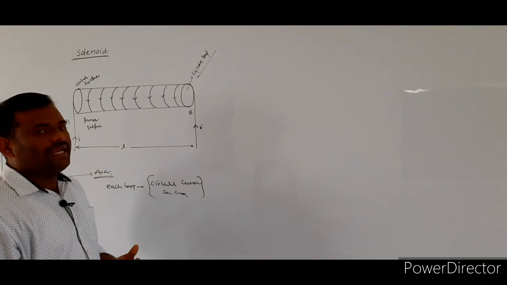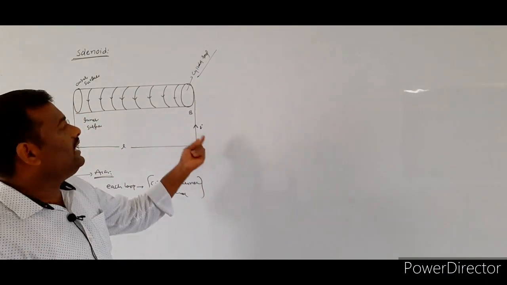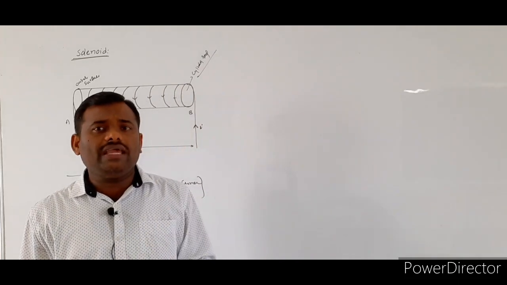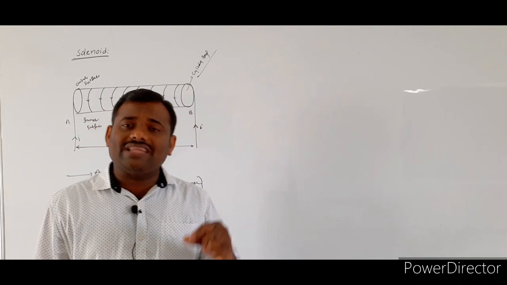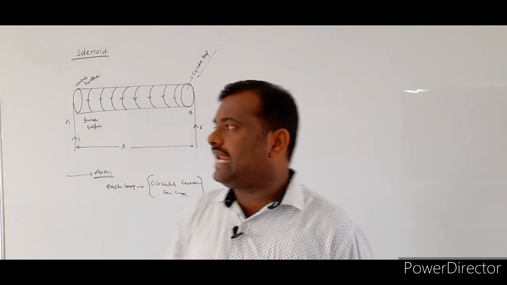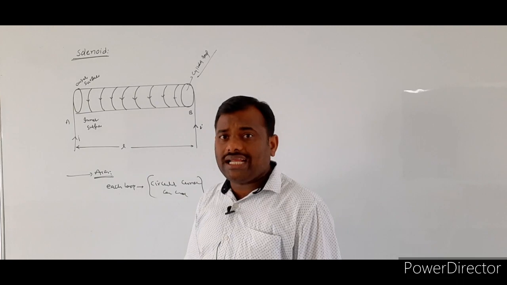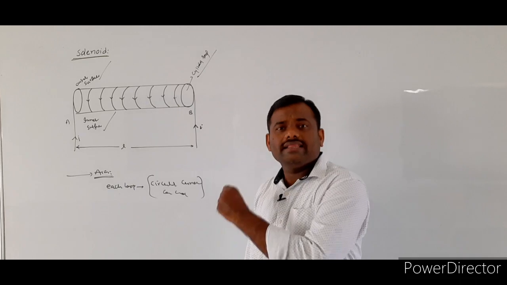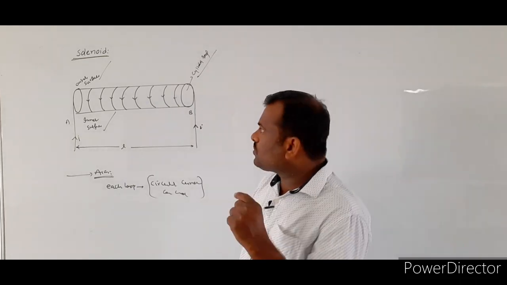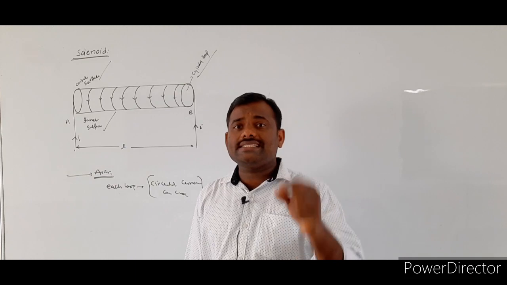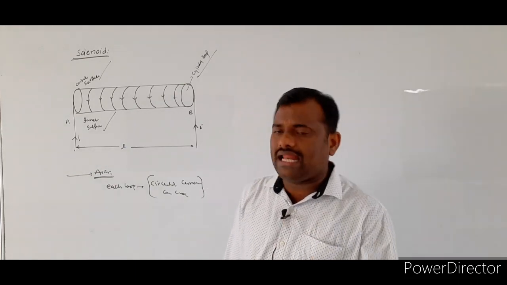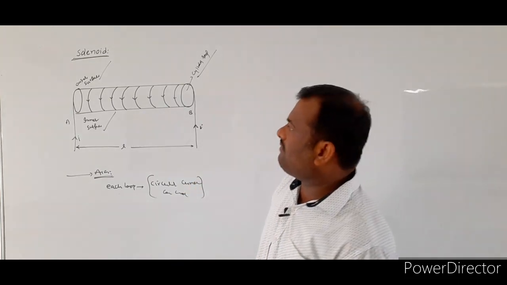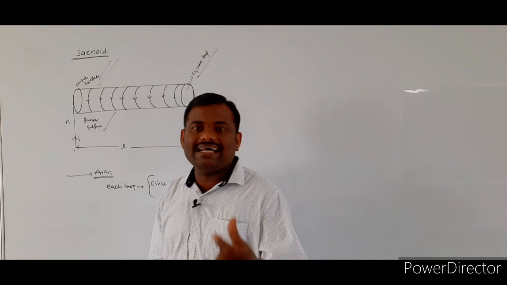Before going to calculating the direction of the magnetic field which is produced by each and every loop, first we have to consider the directions of the current at each and every loop, at the outer surface as well as the inner surface. This point is very, very important. So what we have to know are the directions of the current which are passing through each and every loop at the outer surface as well as the inner surface.